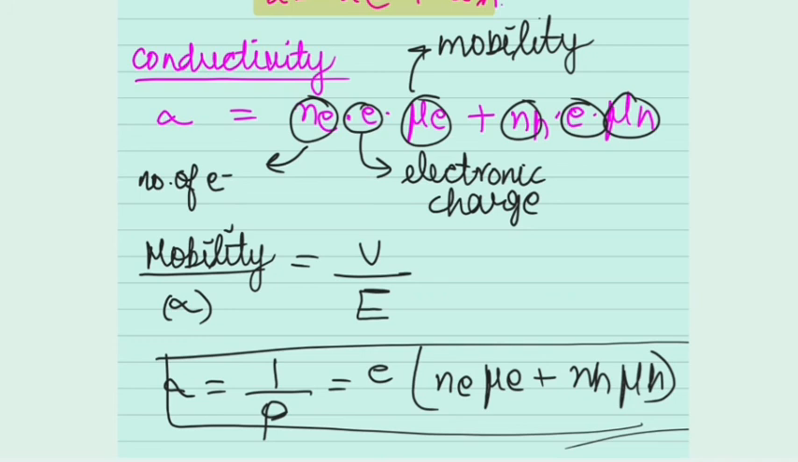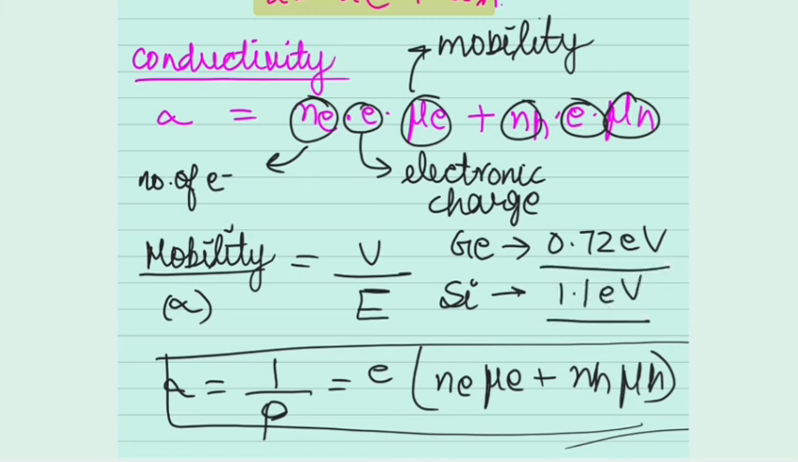You also have to learn that for germanium and for silicon, the energy gap, that is Eg, for germanium is 0.72 electron volt and for silicon it is 1.1 electron volt. These are the two values that you have to learn.